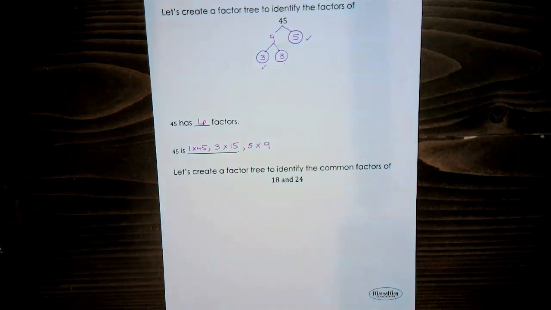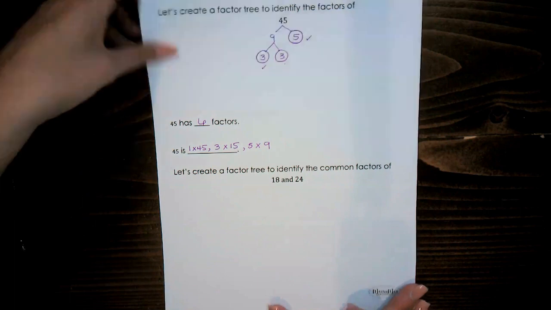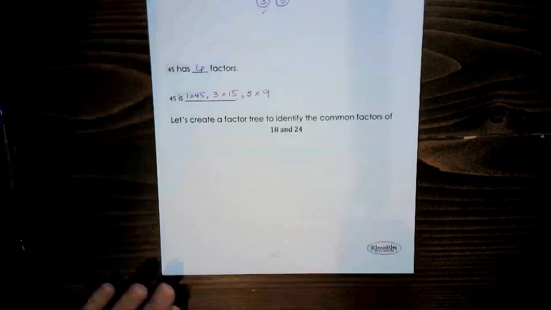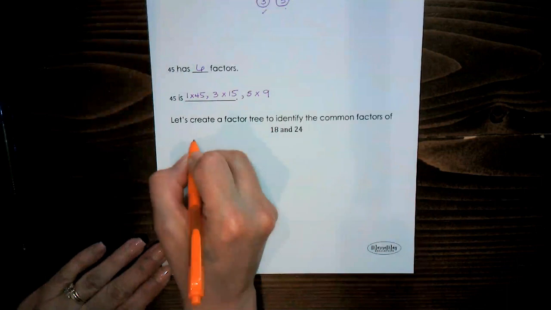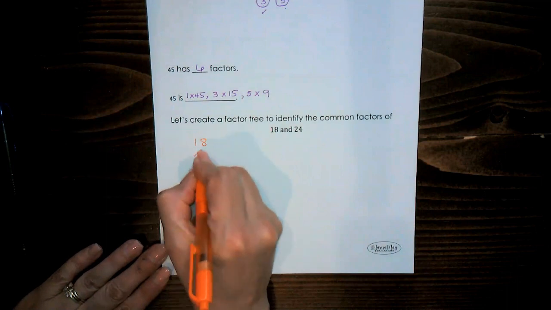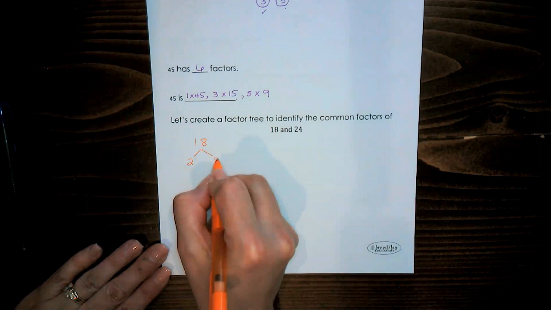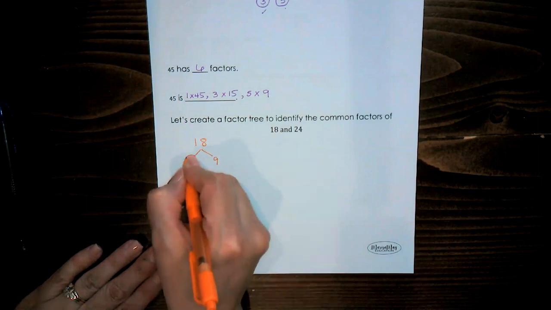Okay. Now, we can also use a factor tree to find common factors. So let's do a factor tree for 18 and 24. I'll do one for 18 over here. I love to do them with even numbers because the first branch is always going to be 2 times something. So 18, I always do as 2 times 9. And the reason I do that is because 2 is prime.